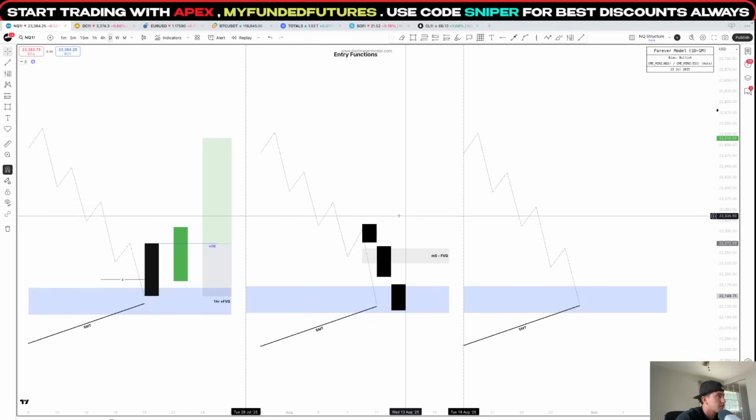I can't draw the wicks because I can't go in between this, whatever. But you guys are kind of getting my drift and my vibe. Let's say this is the swing right here, and this is our fair value gap, just like that.